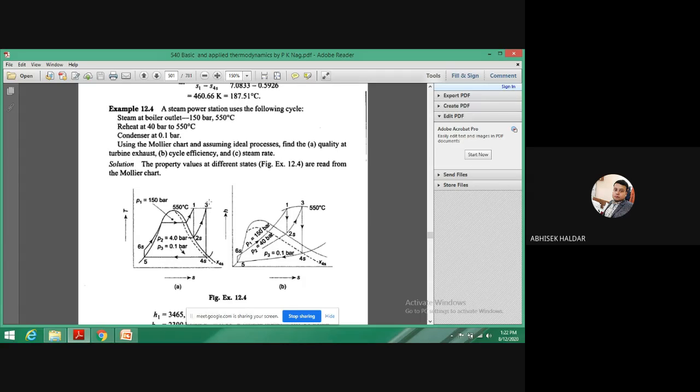Now you have to check which pressure line this point 3 is intersecting. Here we have gone starting from 1, then 2, then 3, then 4S. But in most of the problems I have seen that the reheat pressure you have to find out. The temperature is given, so you have to go from just the reverse side. Are you getting my point?